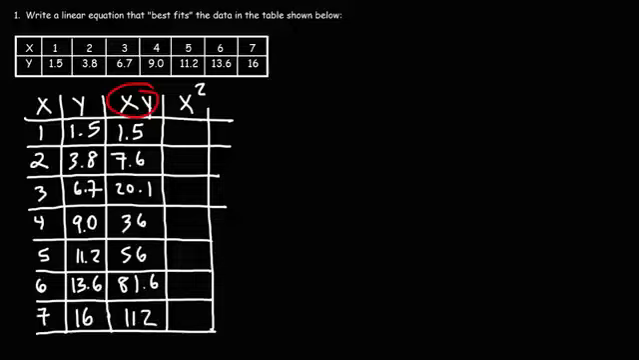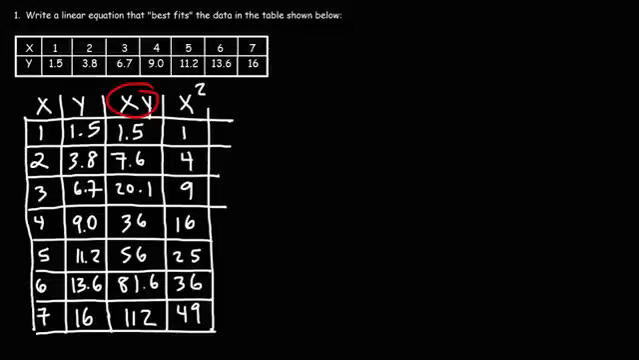Now let's calculate x squared. 1 squared is 1, 2 squared is 4, 3 squared is 9, 4 squared is 16, 5 squared is 25, 6 squared is 36, 7 squared is 49. Now the next thing we need to do is take the sum of each column of numbers. So let's go ahead and do that.